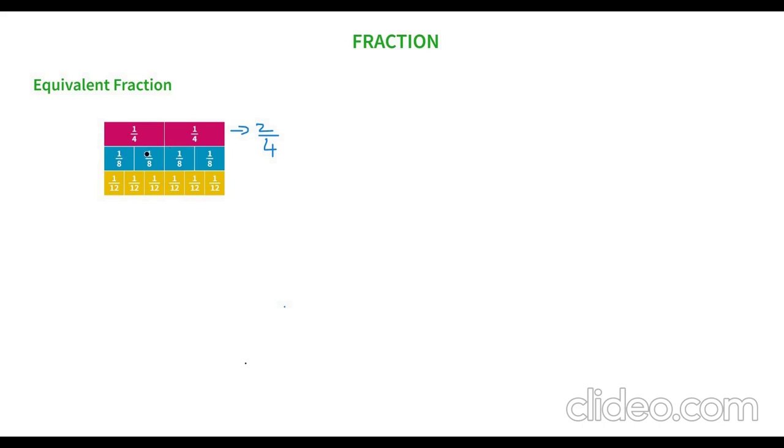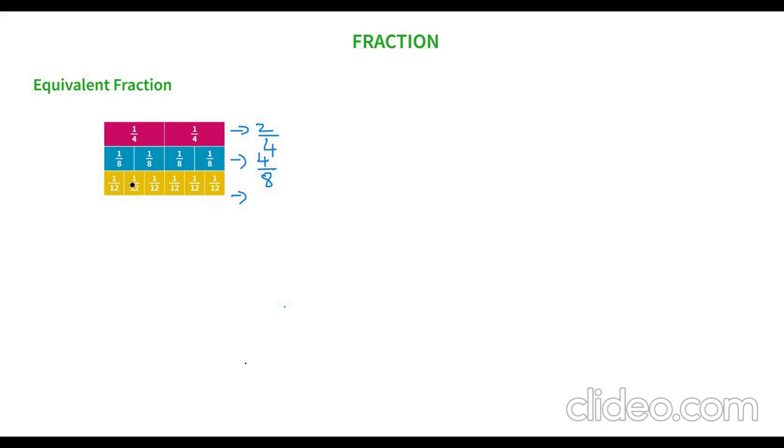I have taken 1, 2, 3, 4. As you can see, all these three are equal. So here we have 4 parts of 8. So 4 parts of 8 are making 2 parts of 4. Both are equal. And when this is divided into 12 parts, see, as the number of parts are increasing, the numerator is also increasing. You could see the denominator is increasing, so the numerator is also increasing.